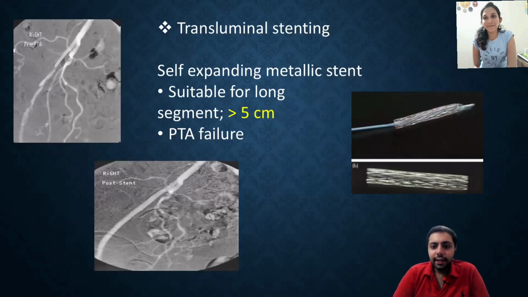So yeah, then we have the transluminal stenting for more than 5 centimeters. If there is a PTA failure, then also you can put it. So in the image on the left side, you can see before the pre-PTA and after post stenting, how the blood flow has increased in that area. And you can see a metallic stent on the right side.